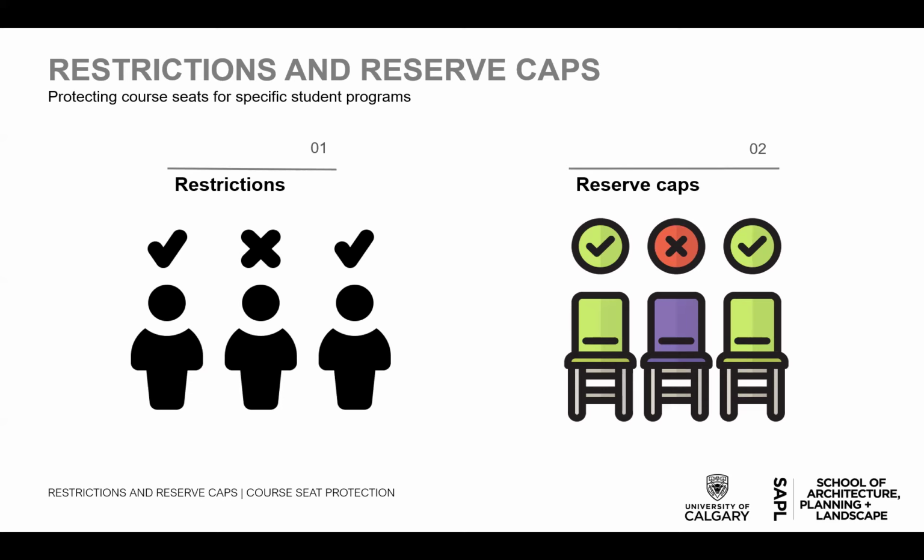Reserve caps, which are a type of restriction, are implemented to save seats for certain degree programs. For example, in a class with 100 seats, a reserve cap can be used to save 50 seats for students in a specific program so that they have priority registration. When registering, make sure you double-check the course information to locate the various restrictions and reserve caps. I'll go into a little more detail about restrictions and reserve caps and where to find this information in the next few slides.